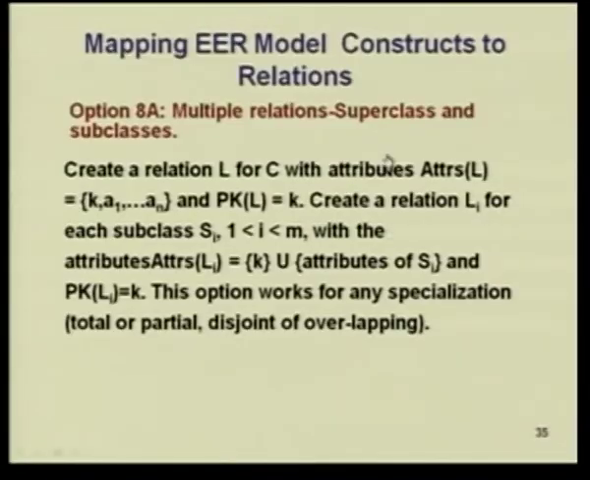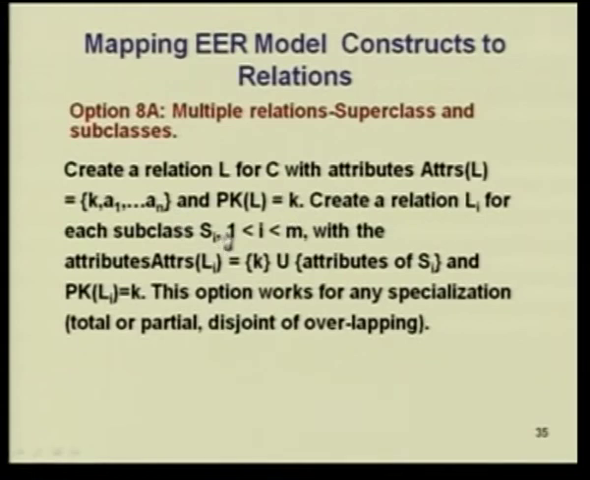Now, this K is the primary attribute of also the L, that is the relation created out of C. Now, in addition what you have to do, for each subclass create a relation Li for each subclass Si, where 1 is less than or equal to i, that is the number of subclasses with the attributes Li. So, you will have all the attributes of Li and it will contain the primary key and all the attributes associated with the subclass, and the primary key of the new subclass relation is also the same primary key.